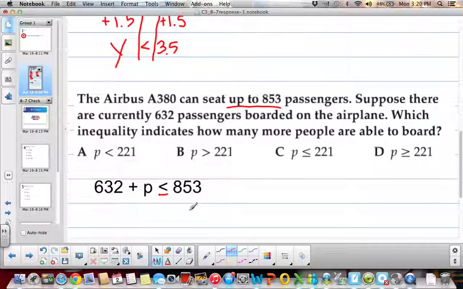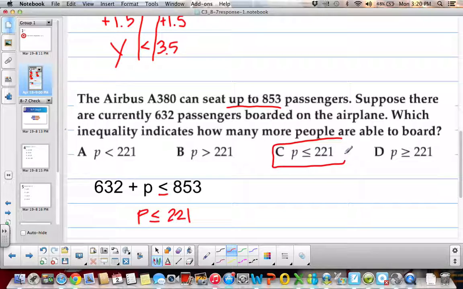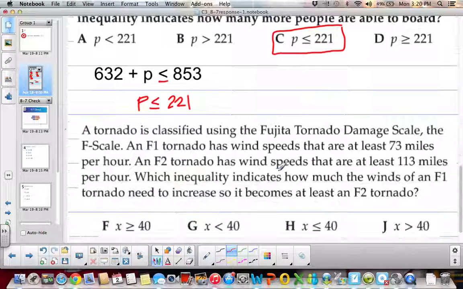So then we would solve. We would subtract 632 from both sides. So 853 minus 632 equals 221. So we would have P is less than or equal to 221. So it would be our answer.